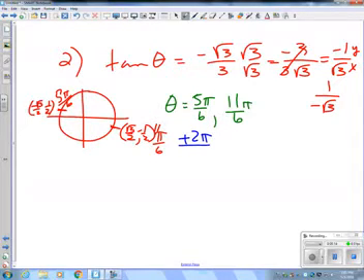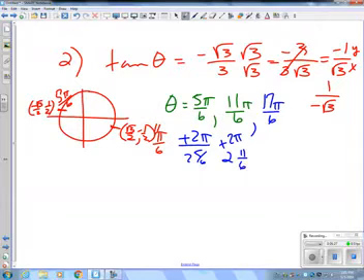if I add 2 pi to this, that'll be 2 and 5/6. So if I change that to an improper fraction, that'll be 17 pi over 6. If I add 2 pi to this, that'll be 2 and 11/6, and that'll be 12 plus 11 is 23 pi over 6. Let me erase this.